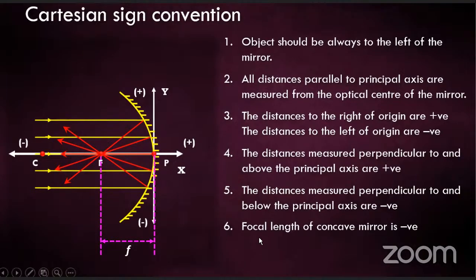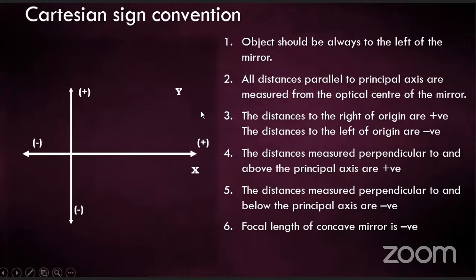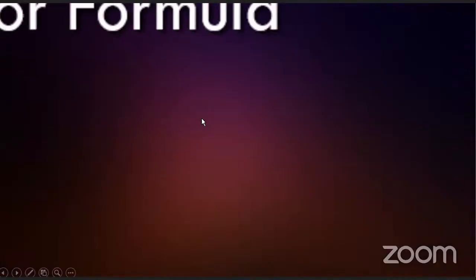The focal length of the concave mirror is negative, and the focal length of the convex mirror is positive. Why is it positive for a convex mirror? Because the convex mirror is like this, so the focal point is behind the mirror along the positive x-axis. That's why it is positive. You can see here, this is along the positive x-axis. So the focal length is positive for a convex mirror and negative for a concave mirror. While solving problems, these are very, very important.